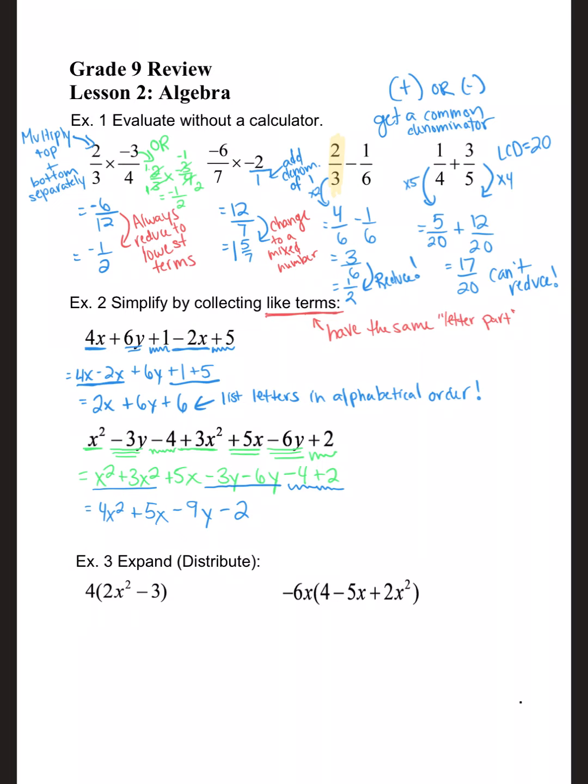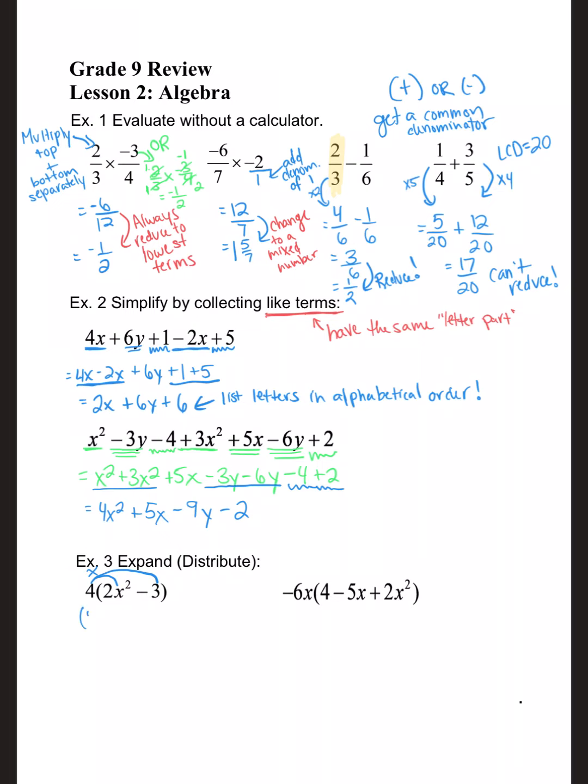To build on that, we're going to talk about expanding and distributing into a set of brackets, and then continuing that process of simplifying by collecting like terms. So when we expand or when we distribute, we're basically taking any term that's outside a set of brackets and multiplying it by everything inside the bracket. So in our first expression here, we have 4 times 2x squared minus 3. So we're going to take that 4 and we're going to multiply it onto both of those terms.